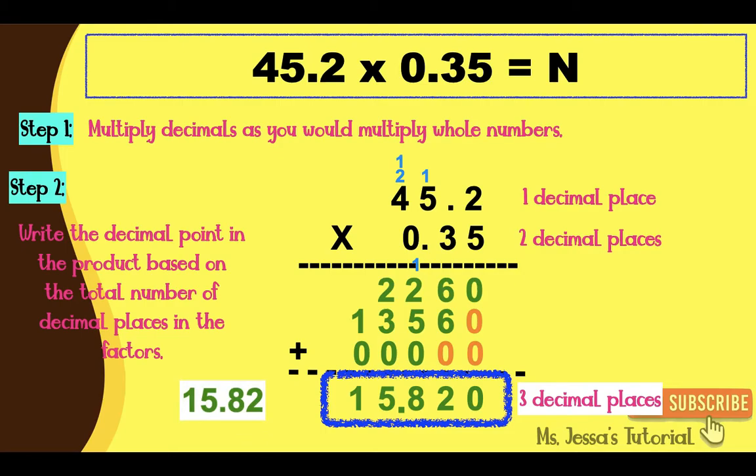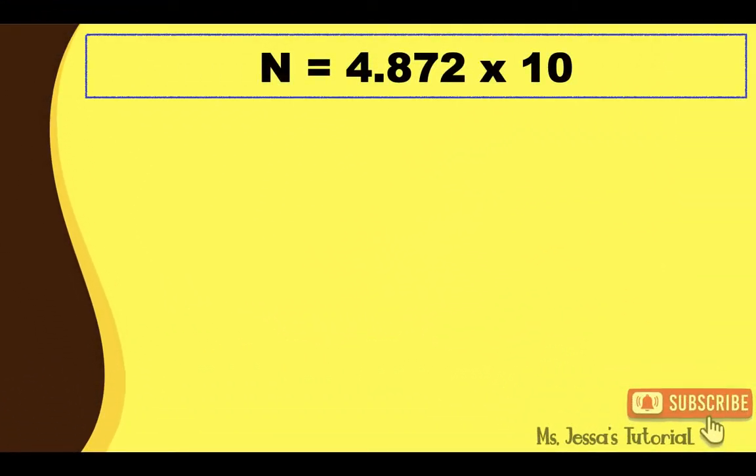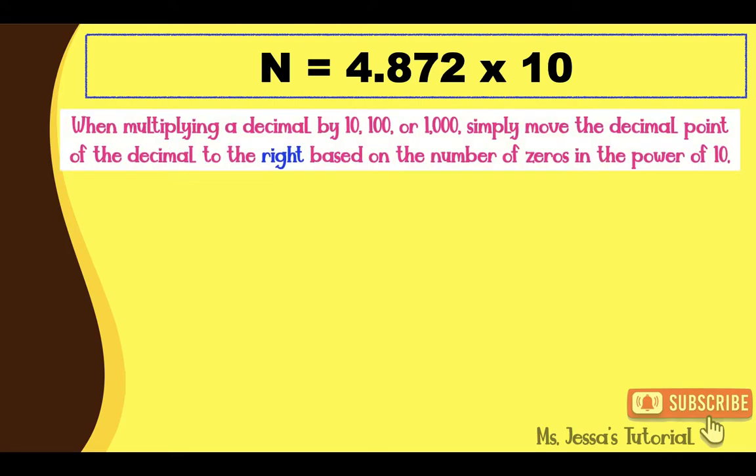Let's have another example. How about if I have this? N is equal to 4.872 times 10. So always remember, children, when multiplying a decimal by 10, 100, or 1000, simply move the decimal point of the decimal to the right based on the number of zeros in the power of 10.